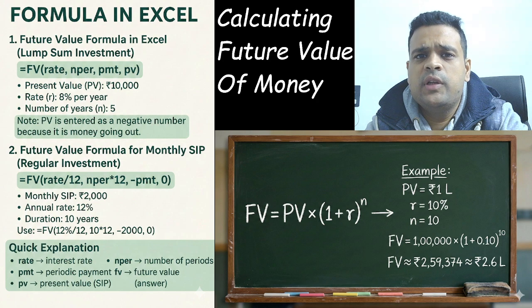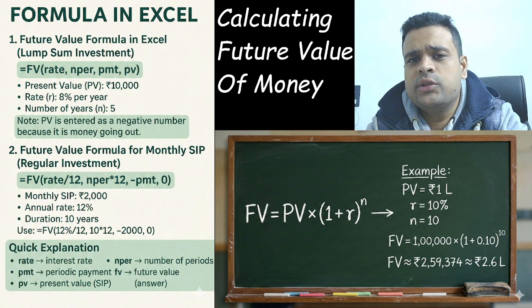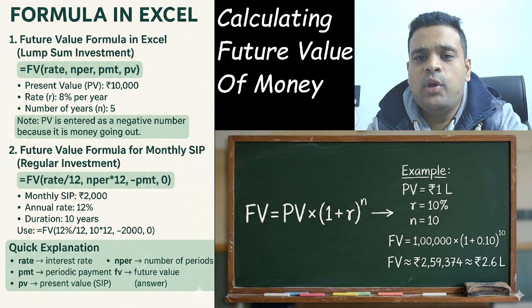Today we will discuss how to calculate future value of money. There are two methods to calculate future value of money. One is the basic maths method, which is represented below in the chalkboard, that is future value is equal to present value into 1 plus r to the power n. And another way for calculating future value of money is through an Excel formula, which is depicted on the left side. So let us discuss both of these one by one.